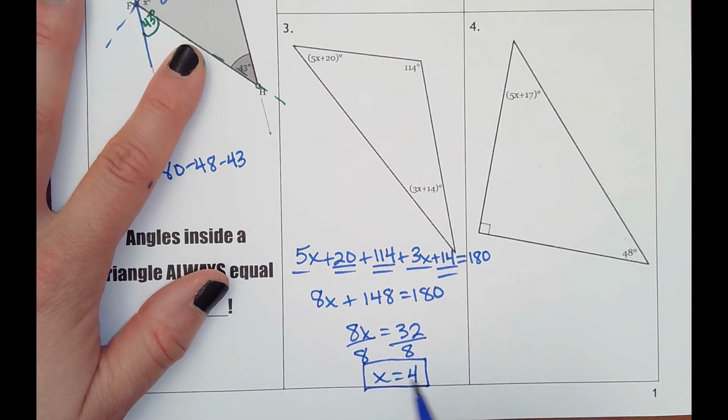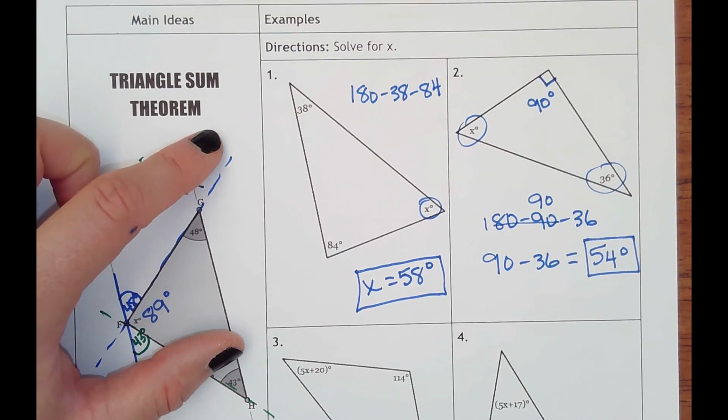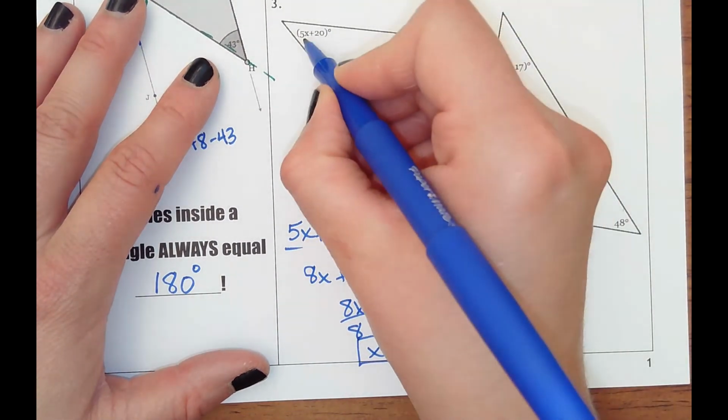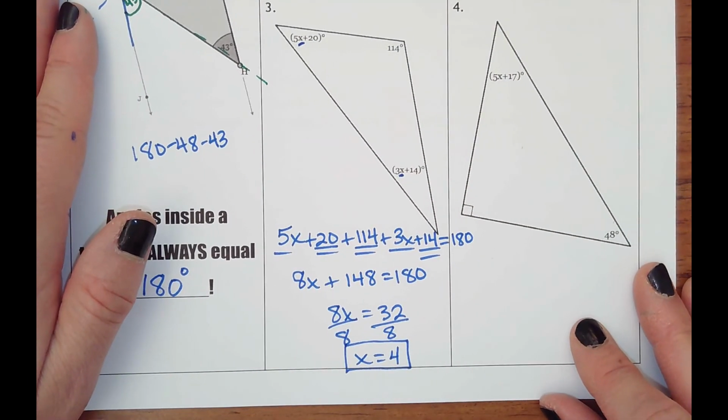Always check what they're asking for. This time they just want x, they don't want a specific angle. If they did, you would have to plug it back in to that expression and find the measurement.